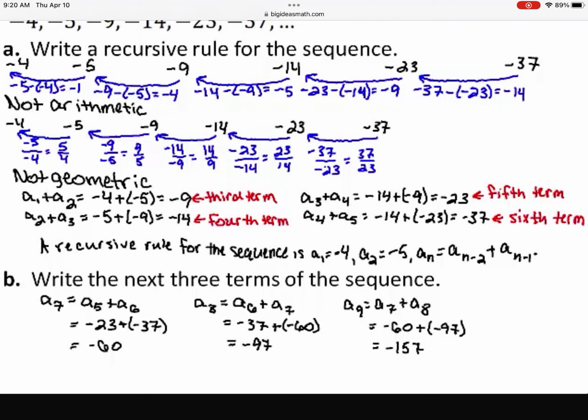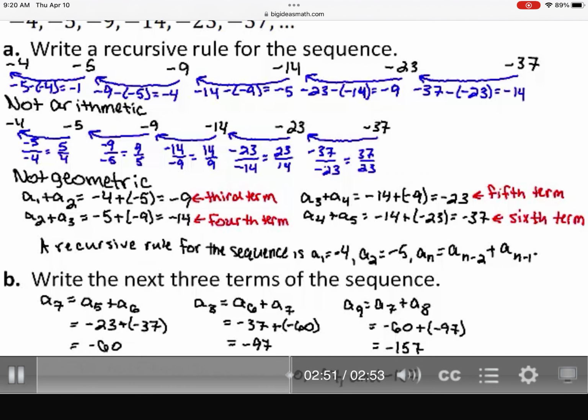So the next three terms are negative 60, negative 97, and negative 157.